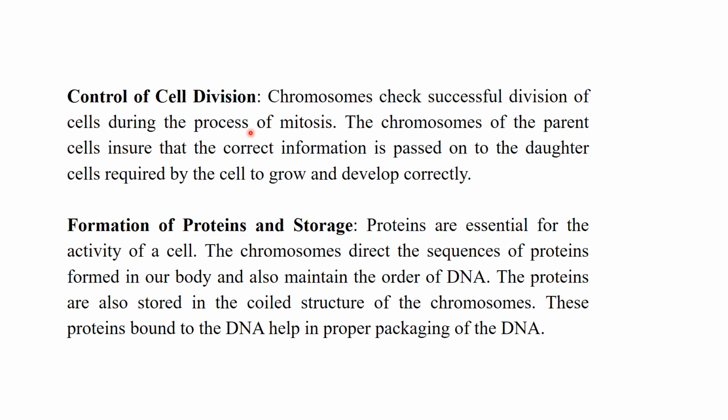The chromosomes of the parent cell ensure that correct information is passed on to the daughter cell required by the cell to grow and develop correctly. अब जो information है वो daughter cell में correct होनी चाहिए ताकि उसमें कोई abnormality मौजूद ना हो.